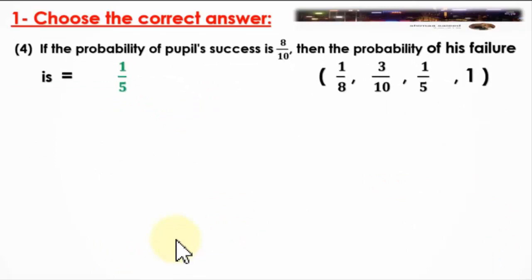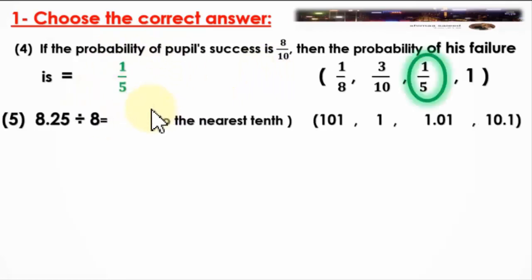If the probability of a pupil's success is 8 over 10, then the probability of his failure equals 2 over 10. When we simplify 2 over 10 to the simplest form, we get 1 over 5.